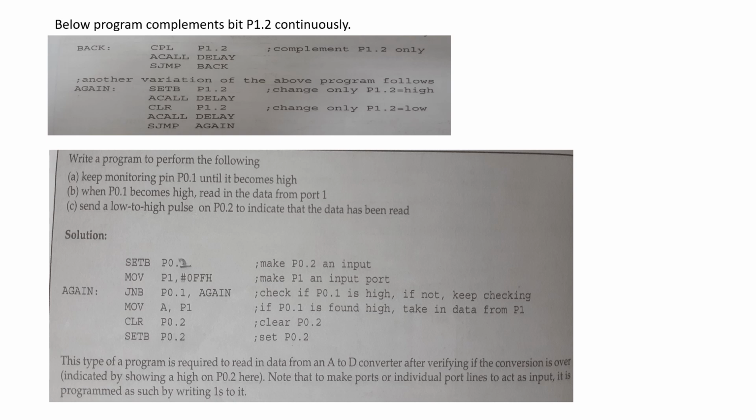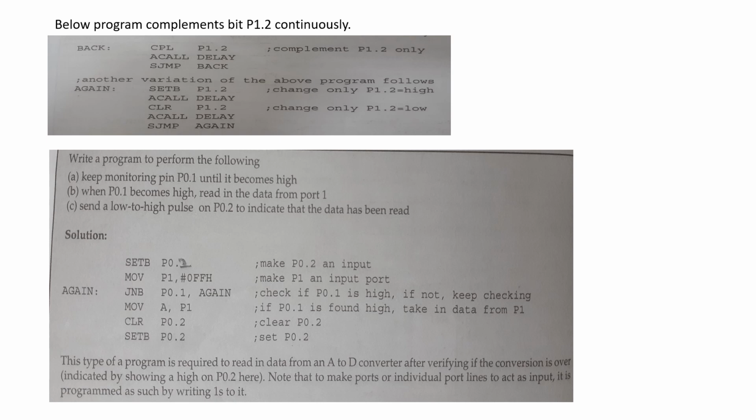Send a low to high pulse on P0.2 to indicate that the data has been read. P0.2 is another pin of port 0. We need to give an indication that the data on port 1 is already read, so for that we give a low to high pulse on P0.2. We know P0.1 is an input pin and port 1 is an input port, so we need to write a 1 to both of these.